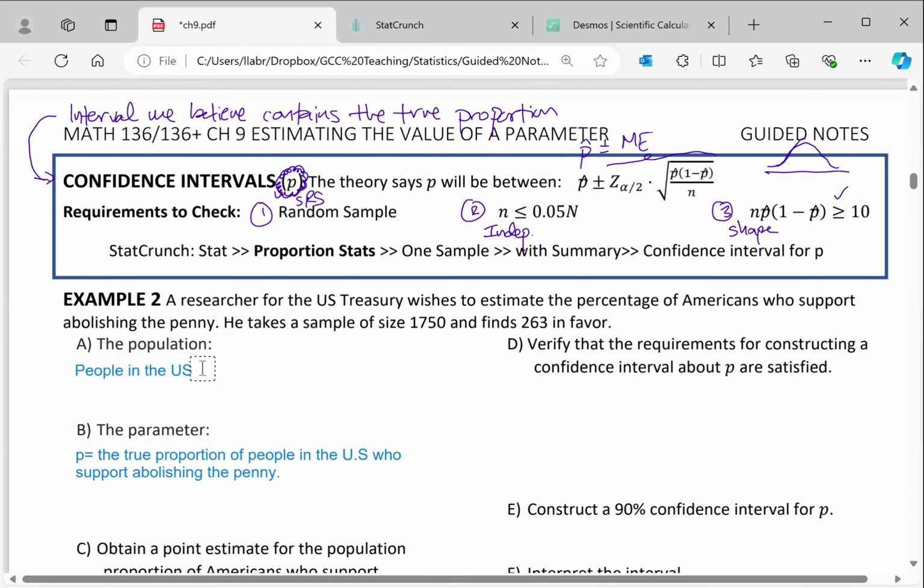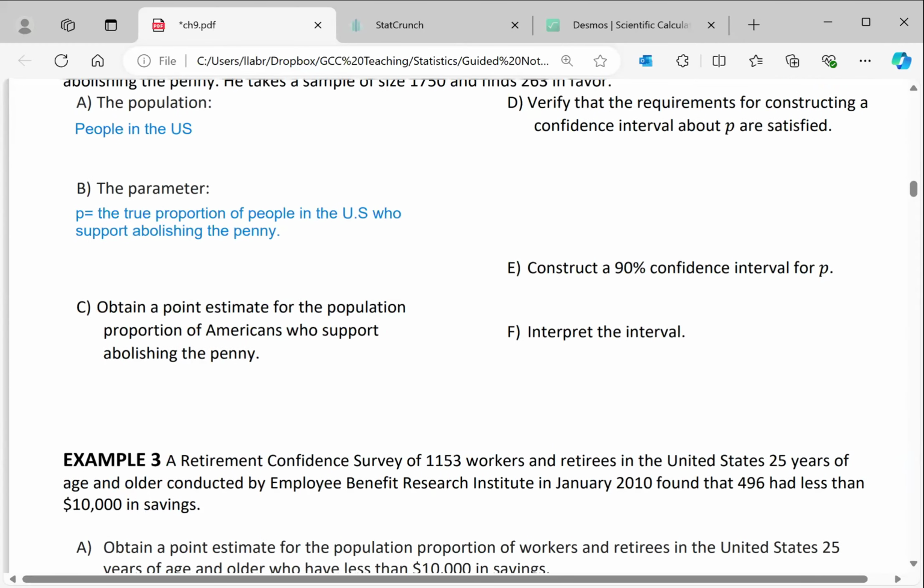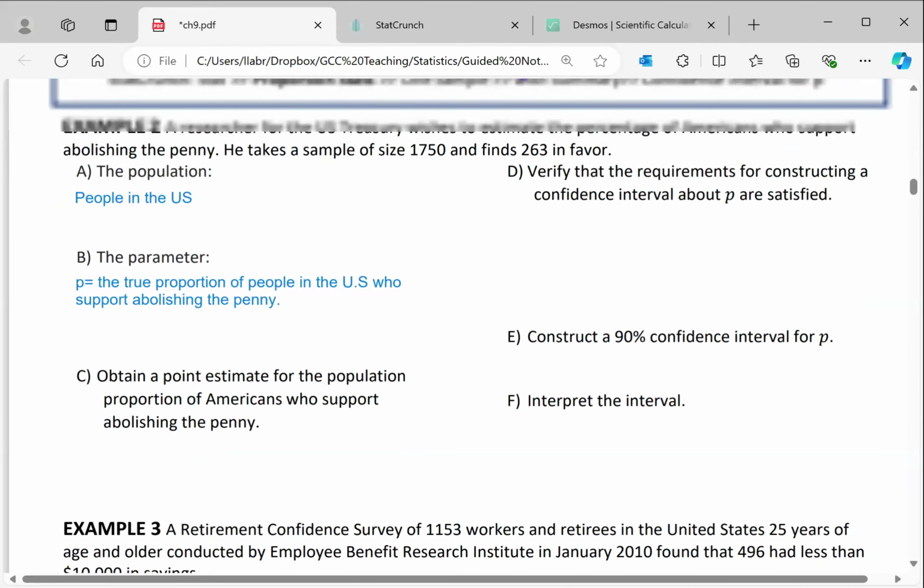We've got our population of interest, and we know that a parameter is the value that describes that population, and we don't have access to that right now. So for part T, it says obtain a point estimate for the population proportion of Americans who support abolishing the penny.